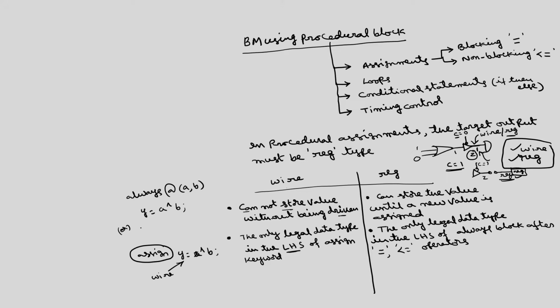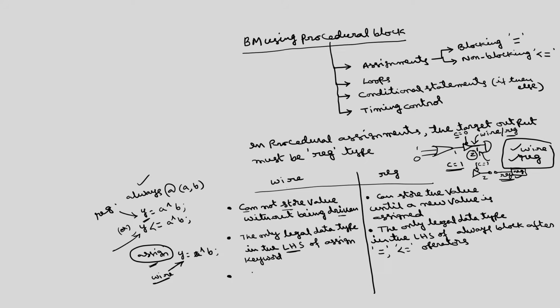Or you can have y, this is non-blocking, a exclusive or b. So, in this, the target output y must be a register, whereas here this is a wire. Okay. So, in always, the LHS should be a register, in assign the LHS should be a wire. Okay. This is another difference.